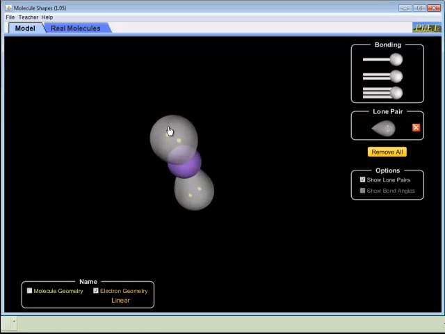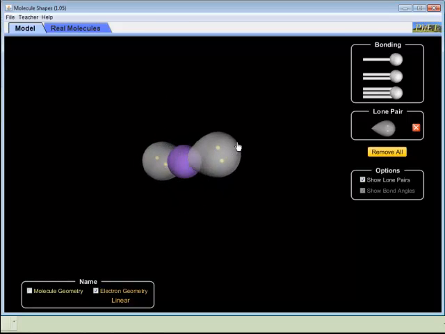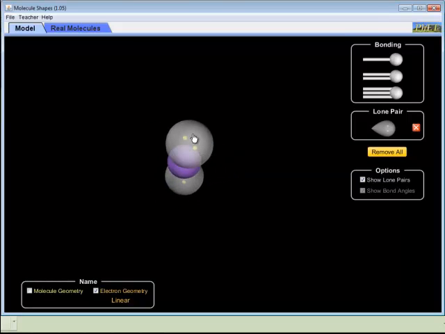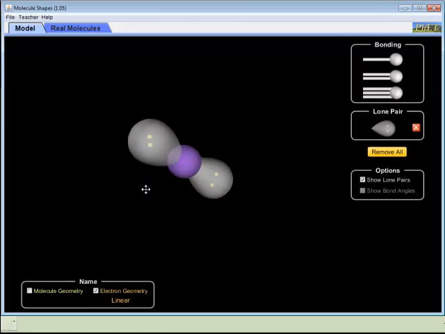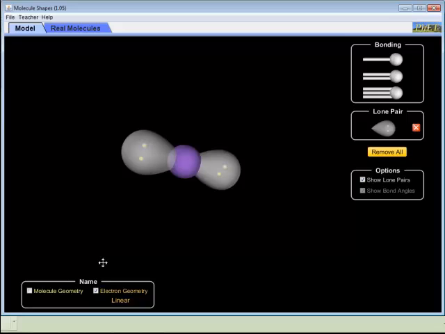If I try to drag them closer together, you can see how the other one responds, because there is a very strong repulsion between those groups. The best way to minimize the repulsion is to keep them as far away as possible. If you have 2 electron groups, what's the best way to keep them as far away as possible? Here comes the geometry. For the electron group geometry, if you have 2 electron groups, linear will be the best way.